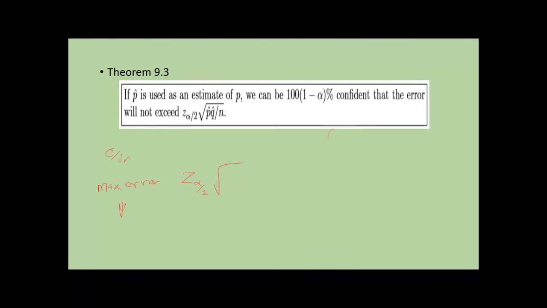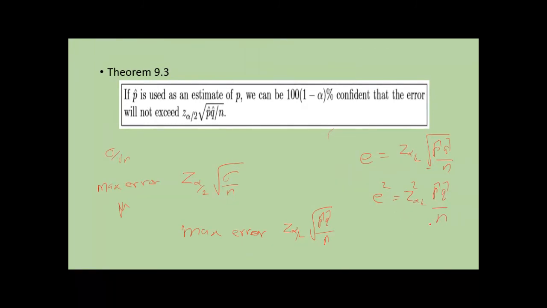In the previous case of mu, it was sigma over root n. So here the maximum error that we add or subtract is Z alpha over 2 times the square root of p cap q cap over n this time. Therefore, this can be used to find the value of n. This error e is equal to Z alpha over 2 under square root p cap q cap over n. So square both sides. This will be e squared equals Z squared alpha over 2 p cap q cap over n.